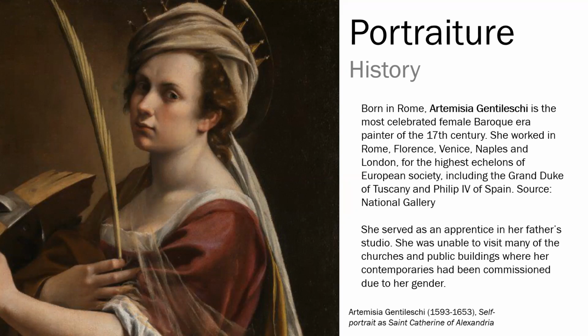So during this time period in Europe in the 17th century, women could not study at the academy. So the academy is where most male artists were learning to paint. And that's because she was a woman. She wasn't allowed to go there. So she learned to paint through her father, serving as an apprentice in his studio. And she would have never become a painter or been able to do that without that privilege of having a father who was a painter.